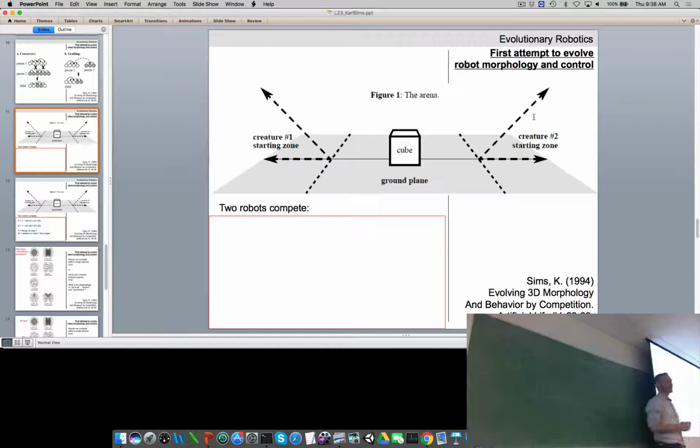Why did he put that in there? Exactly, right? Remember our discussion about perverse instantiation, right? The easiest thing would be to just grow very tall and very heavy and fall on the object, right? So it's got to start low and either get to the cube or do something else. Okay. What is the fitness function for these competing robots?